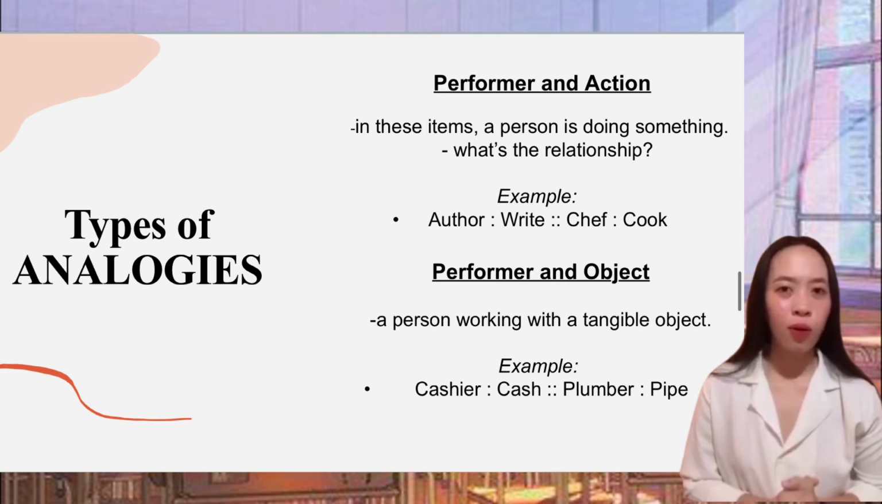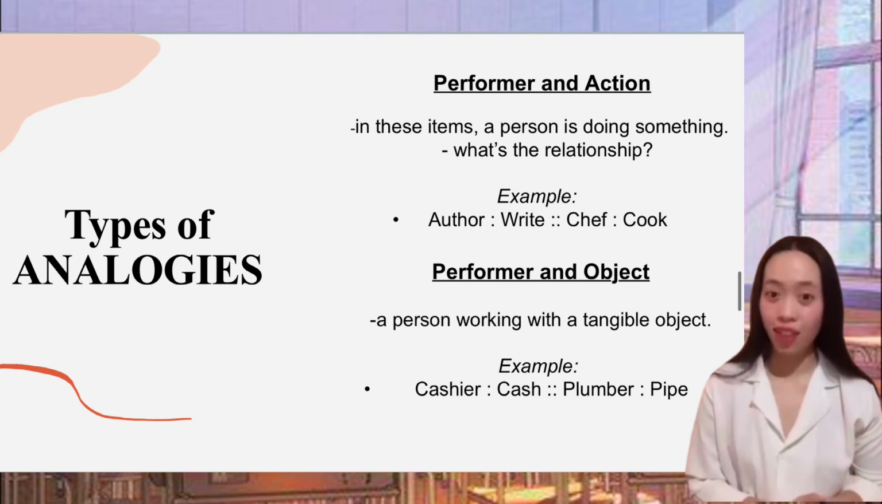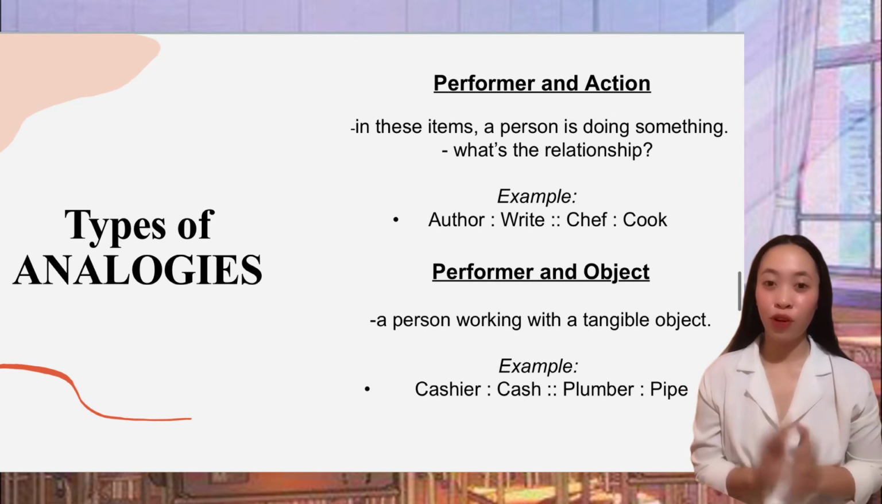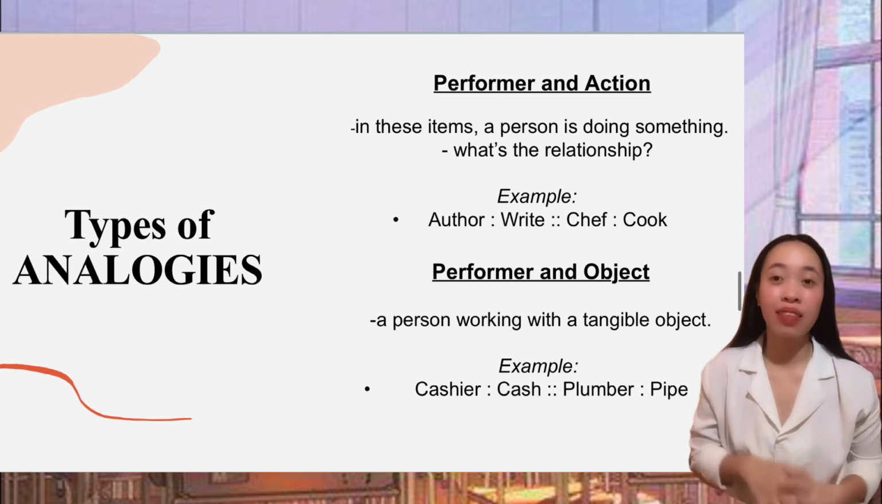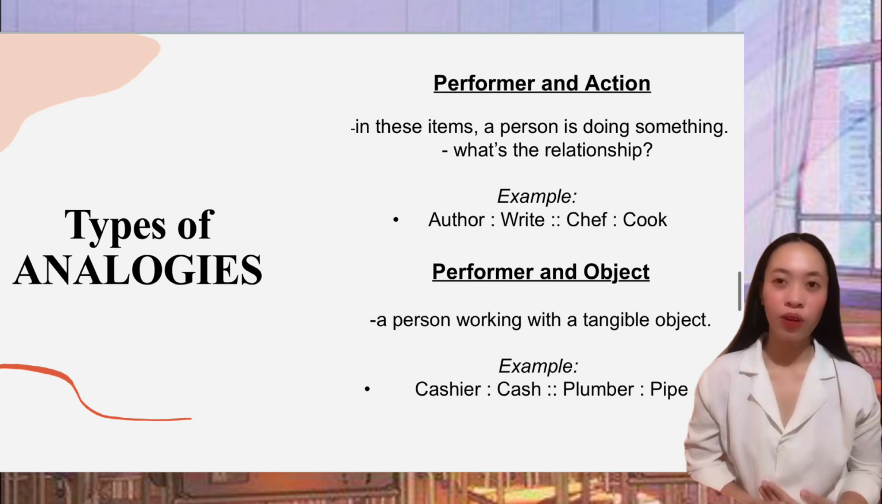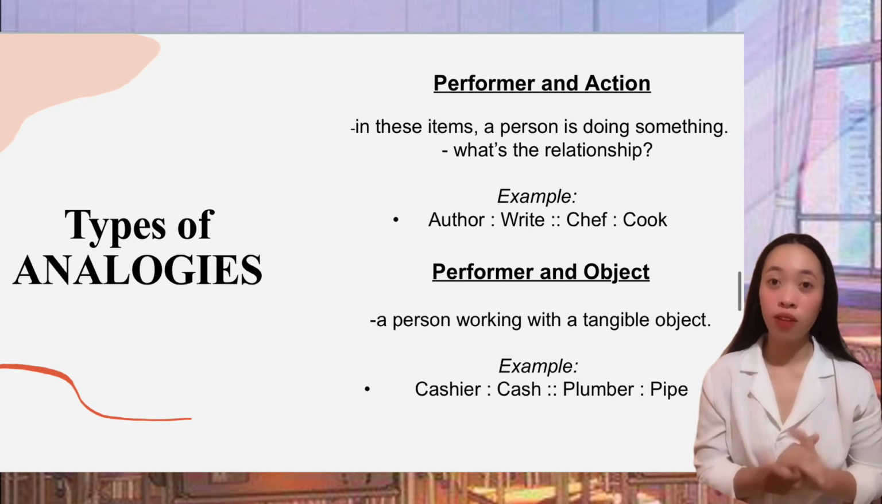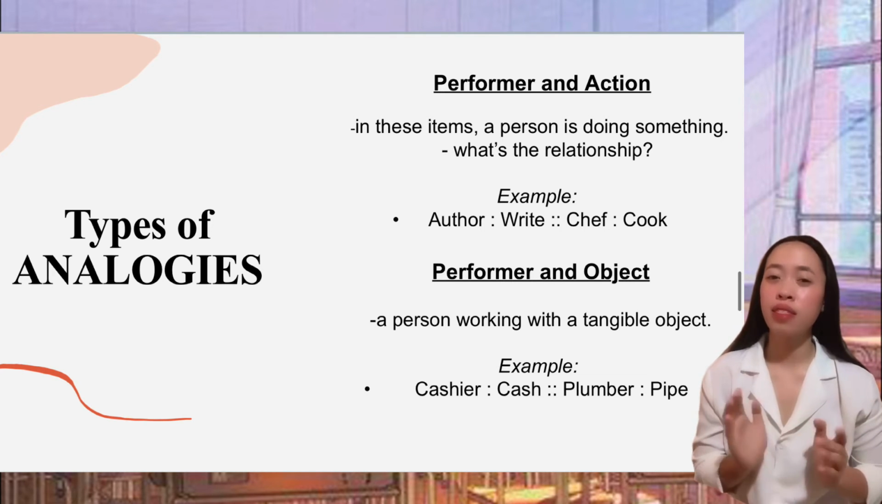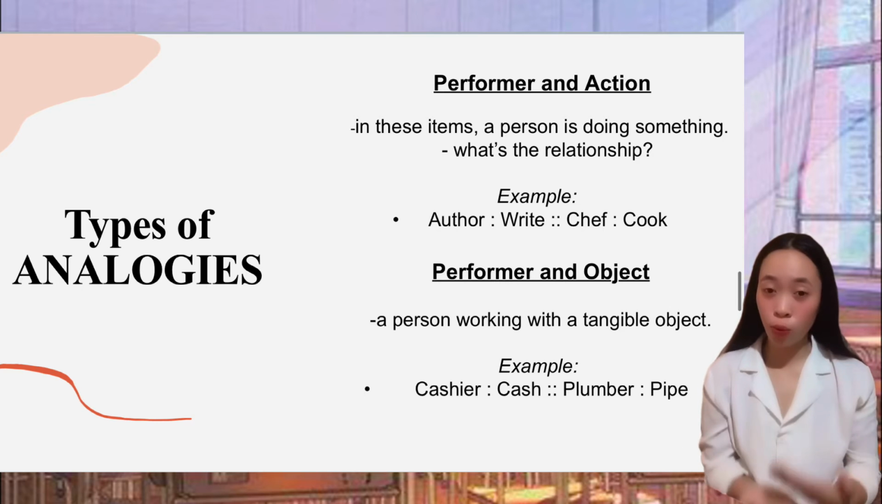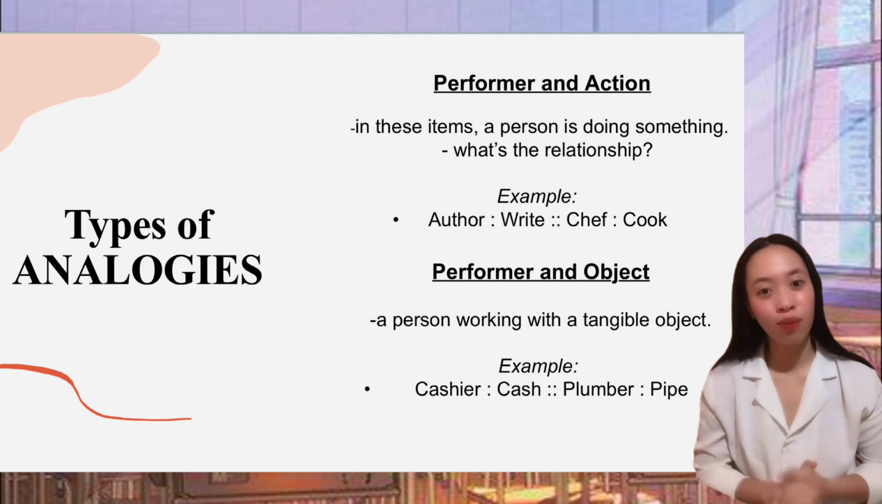So that is the sequence of performer and action. Next, the performer and object. So this is a person working with a tangible object. So the relationship is a person or animal and some objects that they associate with that person or animal.